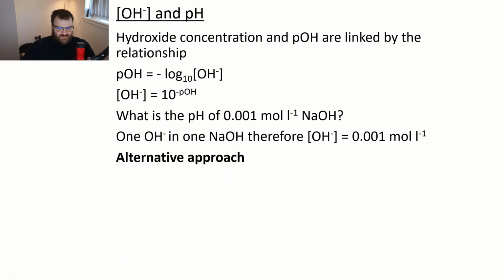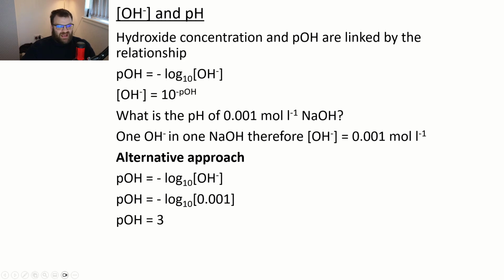My preferred method though, I would change my OH- concentration into pOH first of all. So minus log to the base 10 of 0.001 is a value of 3. And pH plus pOH is going to equal 14. 14 take away 3 gives you your 11 as well. Just for me, a bit more straightforward.